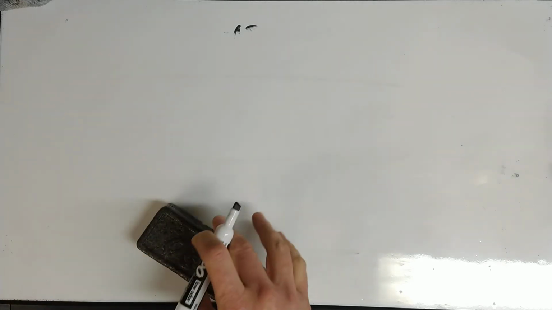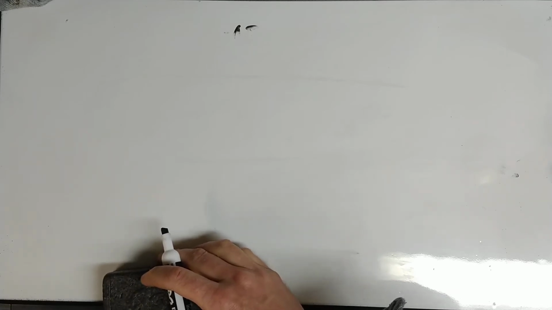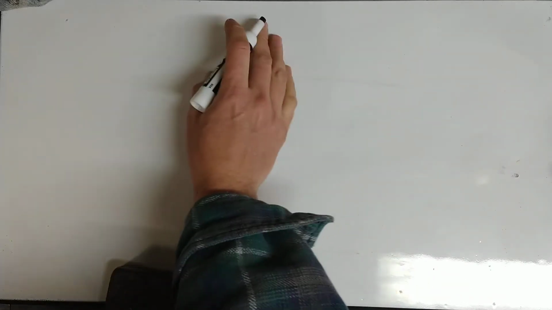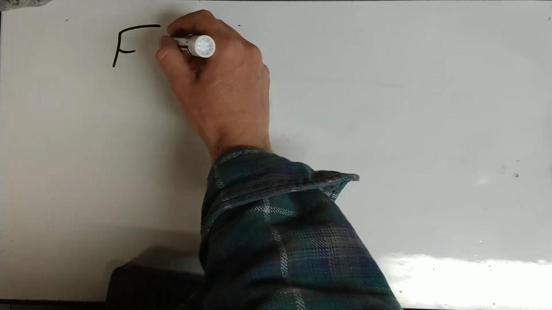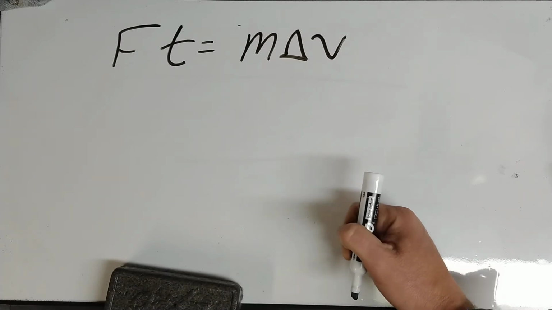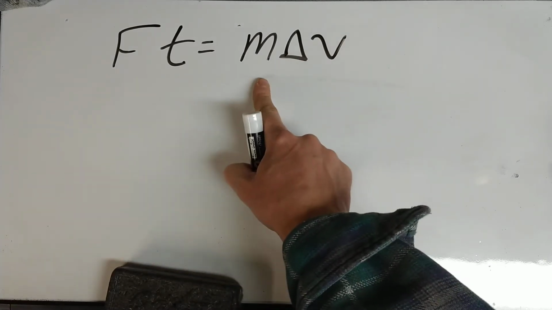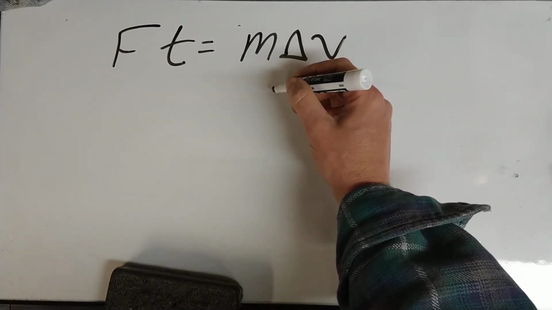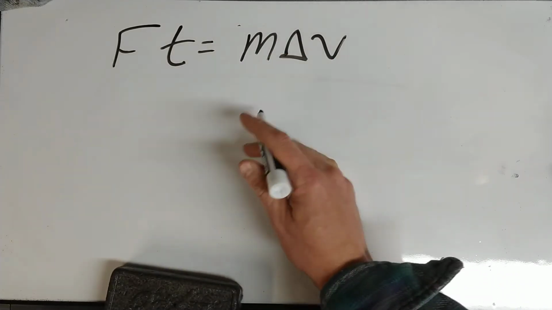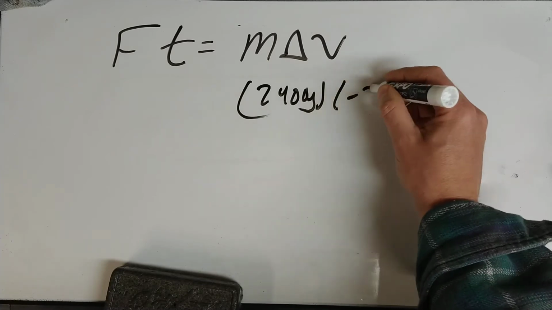A 2,400 kilogram car is traveling at a speed of 20 meters per second. Compared to the magnitude of the force required to stop the car in 12 seconds, the magnitude of the force required to stop the car in 6 seconds is, well, force times time equals impulse, which equals mass times change in velocity. All right? Force times time equals mass times change in velocity. Impulse equals change in momentum. Well, the change in momentum is going to be the same no matter what. It's because it's going to be a 2,400 kilogram car changing by a speed of negative 20 meters per second.